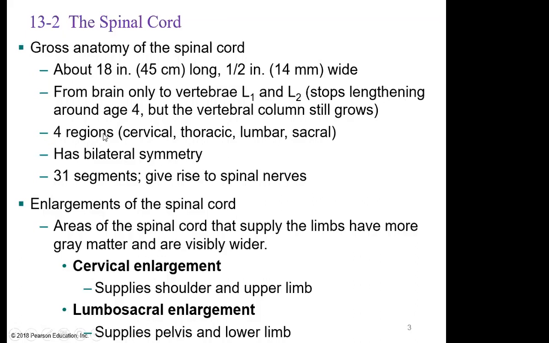We have 4 regions, as I already just showed you on that picture: cervical, thoracic, lumbar, and sacral. And there is bilateral symmetry to the spinal cord. So today, whenever we do some drawing, I may only draw structures on one side, but just know that it is going to be on both sides. Both sides are going to look the exact same. There is that bilateral symmetry.